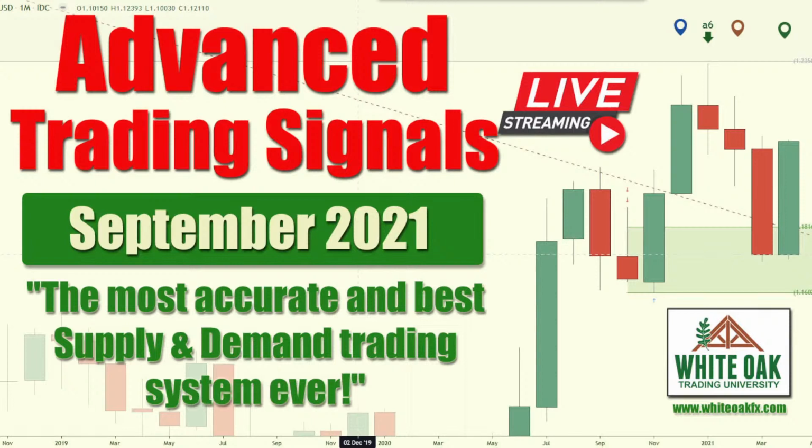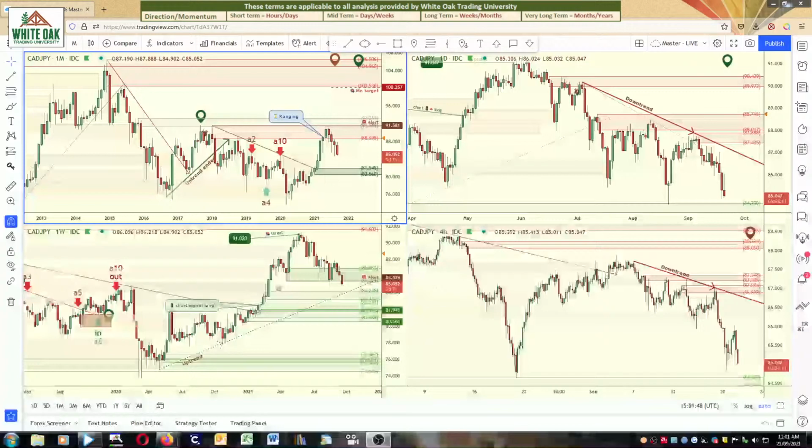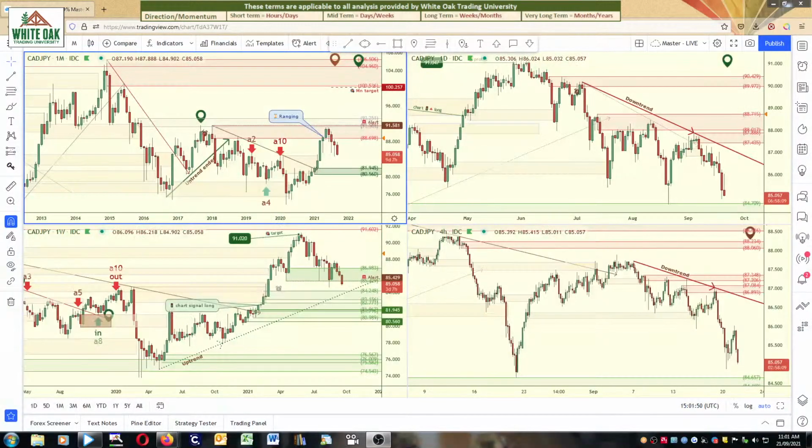Now, we've been talking about the yen pairs for quite some time. If you take a look here, I've got a chart up. This one is the CAD yen. We've been talking about the fact that we have a massive area of supply in play, so we're going to see what's taking place with that supply and how it's affecting the overall markets.